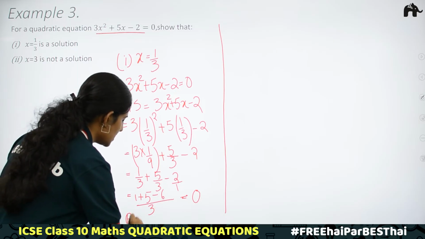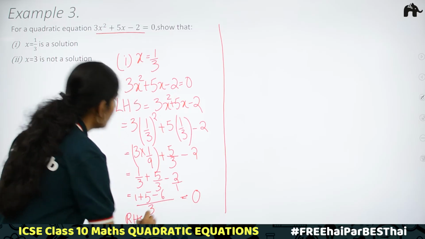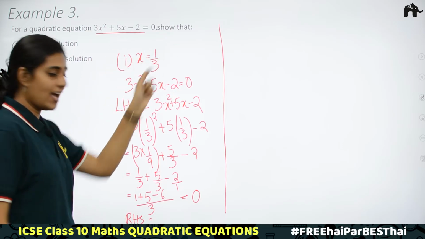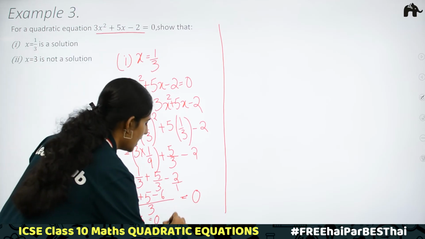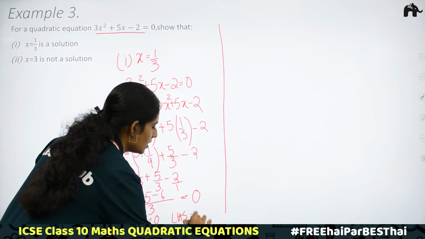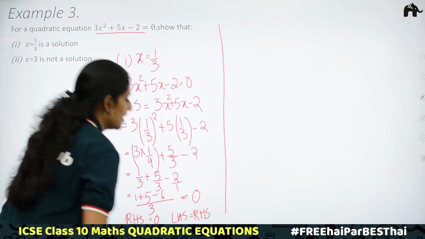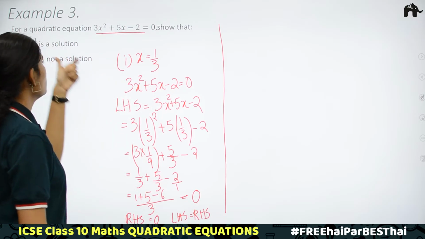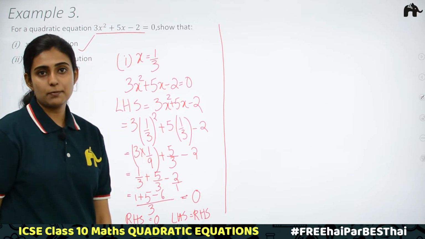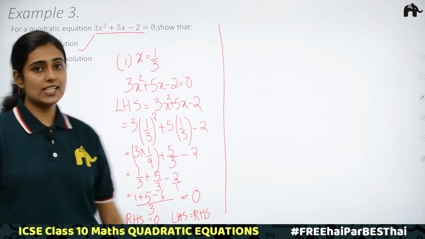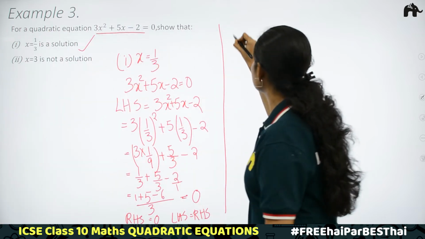What about RHS? In the right hand side, we already have 0, which means LHS is equal to RHS. That is, x is equal to 1 by 3 is a solution. Now let's take the second part.